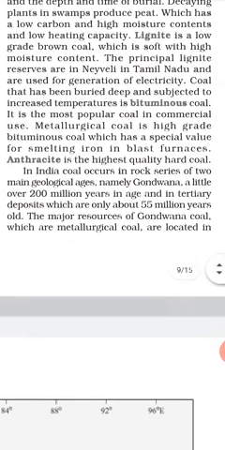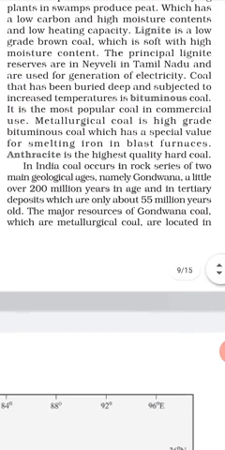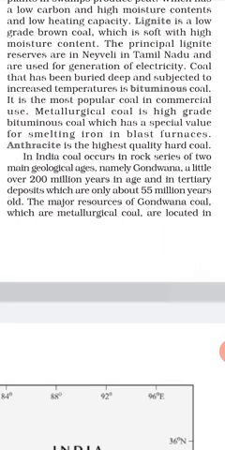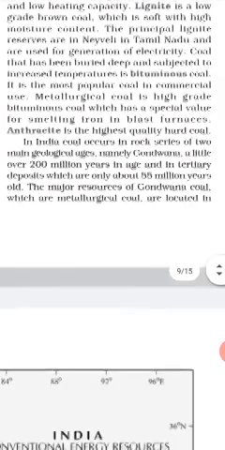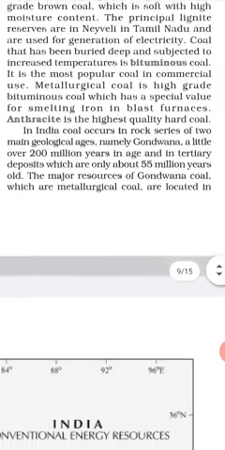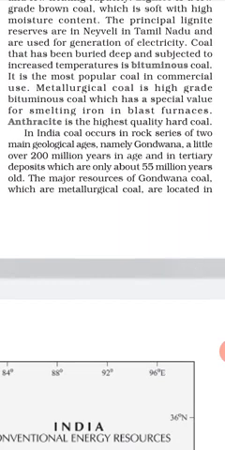This coal is found in the rock series of two main geological ages. One, as you read in 9th class, is Gondwana; our southern part, the Deccan Plateau, is a part of Gondwanaland, and it is more than 200 million years old. The second is the tertiary coal fields. It is about 55 million years old, and it is in the northeastern part of India. So this is all for today. Thank you.